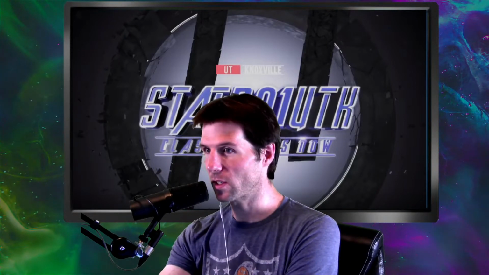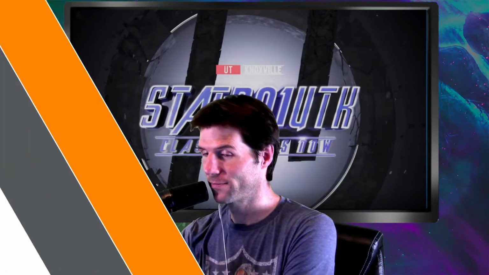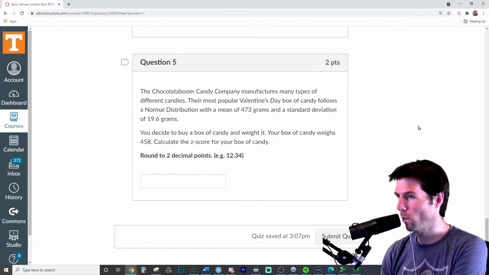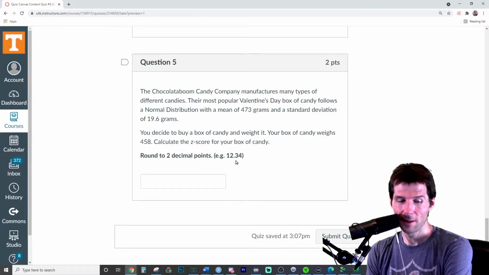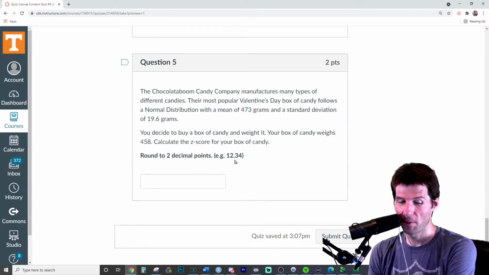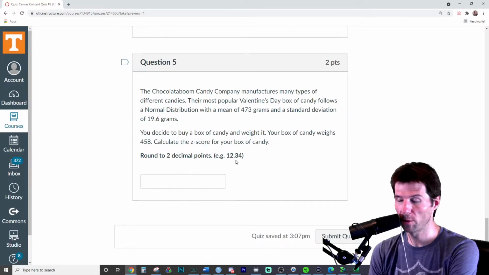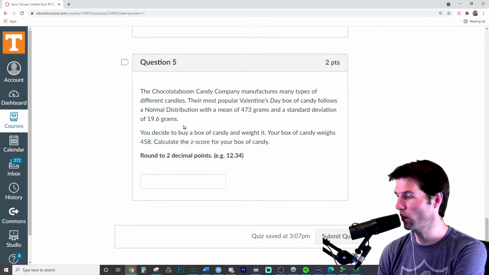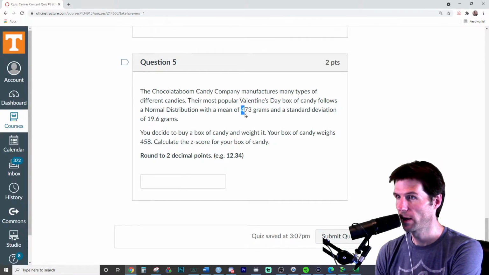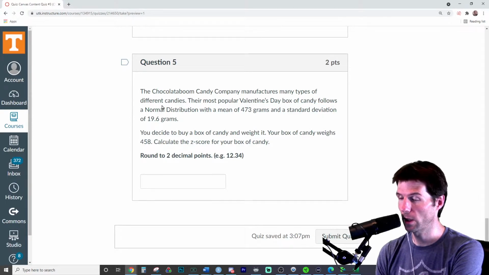Let's head over here and start taking a look at some data. 201, we've got your Canvas content question. The Chocolate A Boom Candy Company manufactures many types of different candies. The most popular Valentine's Day box of candies follows a normal distribution with a mean of 473 grams and a standard deviation of this. Now, Tiffany, what are we going to do once we see this right here? If we see a normal distribution with a mean and standard deviation, what's the first thing you think Brian's going to do?